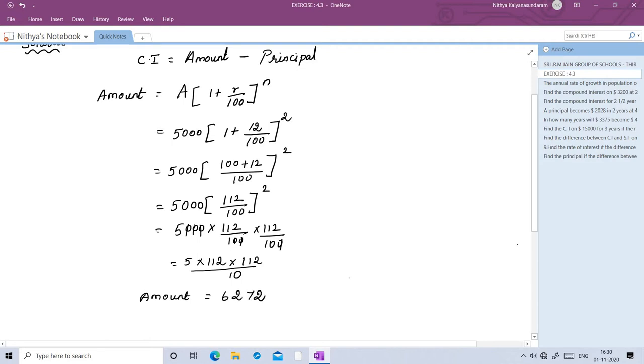Then subtract the principal. So compound interest is equal to amount, 6,272, minus principal, 5,000. So 6,272 minus 5,000 is 1,272. So the compound interest is 1,272.